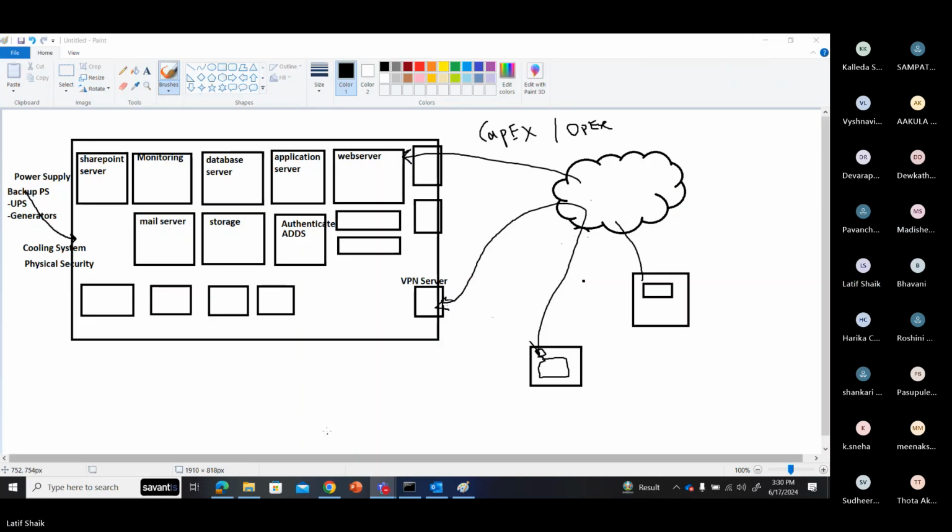Okay. Now, I'm a very big organization. Maybe I'm Tech Mahindra, or maybe Wipro, or maybe Infosys. For so many years, we have been in the business.